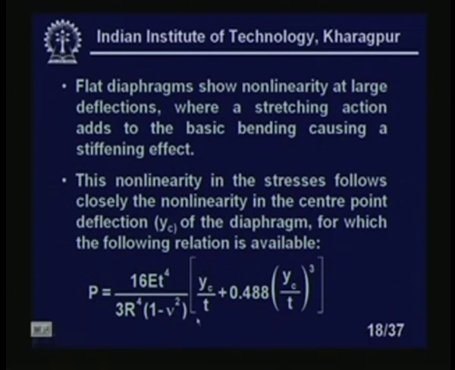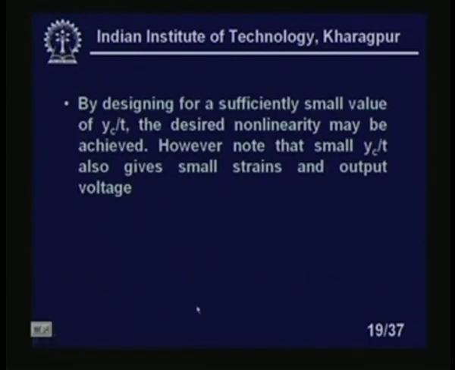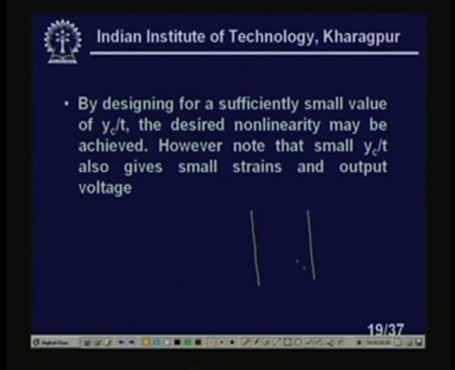Let us go back again. By designing for sufficiently small values of YC by T, the desired nonlinearity may be achieved. However, please note that a small YC by T also gives smaller strains and output voltage. Why? It is very clear. See what will happen if I have a diaphragm like this, with a deflection like this. Either I have to measure the central point deflection by some LVDT, or there will be strain gauges. So, if the deflection is less, the strain developed also will be less, so I will get a smaller output. Those things you must keep in mind.